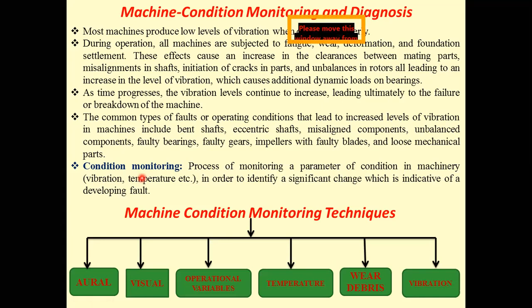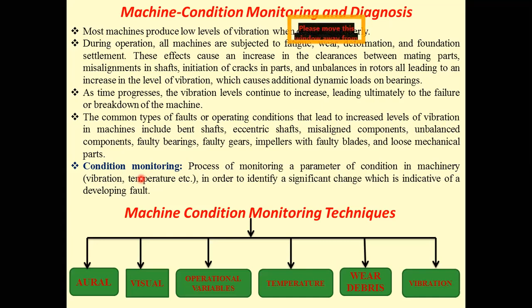The vibration level decreases during the initial running period, then it will increase slowly during the normal operating period due to normal wear, and finally the vibration level increases rapidly due to excessive wear, until there will be a failure of a component or breakdown of the machine in the wear out period.